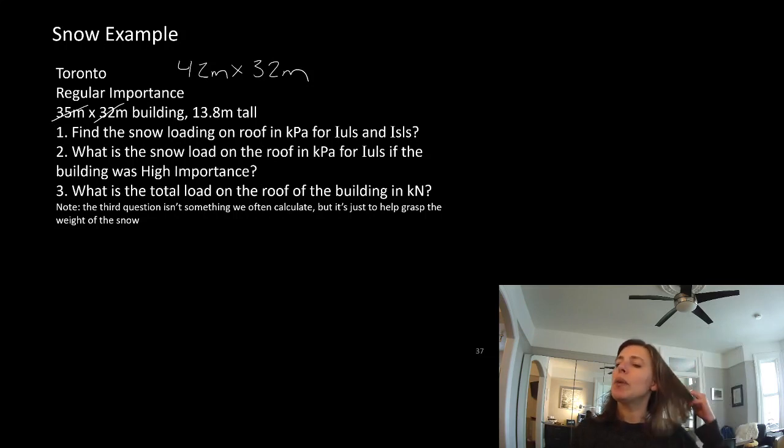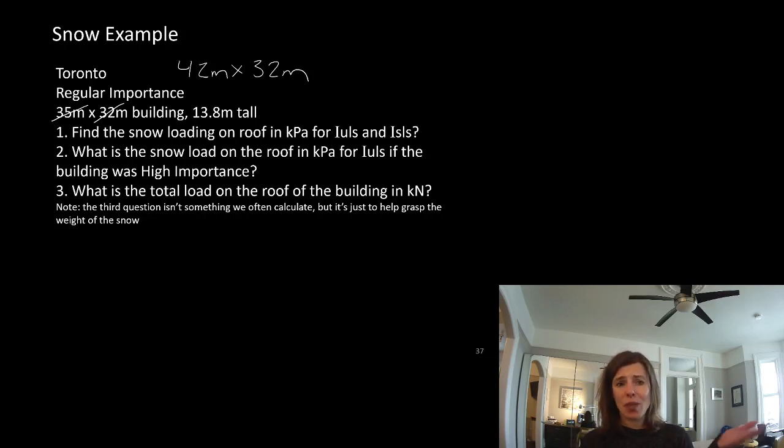So we have a 42 meter by 32 meter building. This is that building that I showed you earlier, just before our live loads. Find the snow loading on the roof in kPa for both an importance factor for ULS and SLS. What is the snow load on the roof in kPa for importance factor of ULS if the building was high importance? Just as an exercise, we want to see what that means if it was a high importance factor.